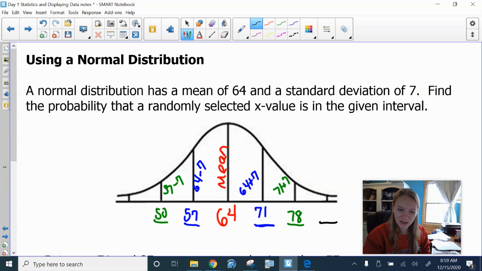If I wanted to know the last standard deviation, I would just add it again. So 78 plus 7 would put me at 85 here. 50 minus 7 would put me at 43. And again, these values between the curves are always going to be the same. This is always going to be 34% and 34%.